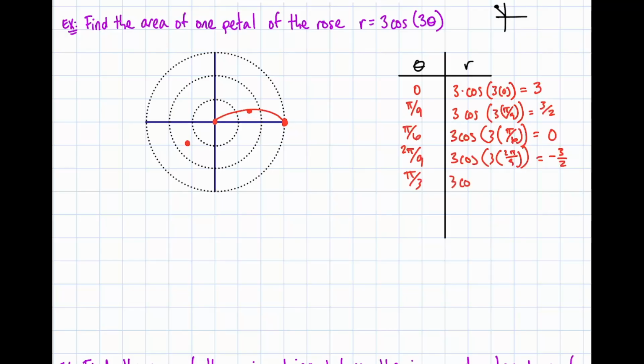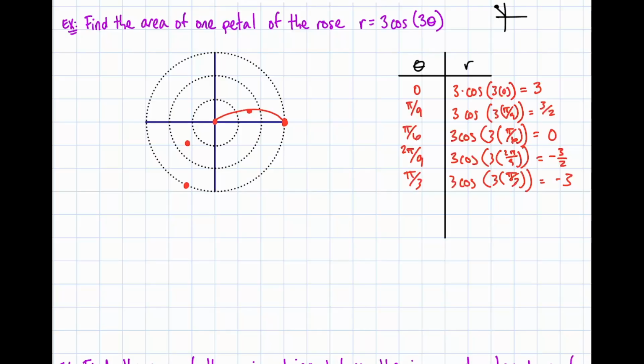I'll get 3 cosine of 3 times pi over 3, which is pi, which is negative 3. You can pause the video and think about that for a second if you need to. But that would be my angle, pi over 3. Maybe that's the angle like right here. Pi over 3 right there. So I go backwards 1, 2, 3. 1, 2, 3, like maybe right there.